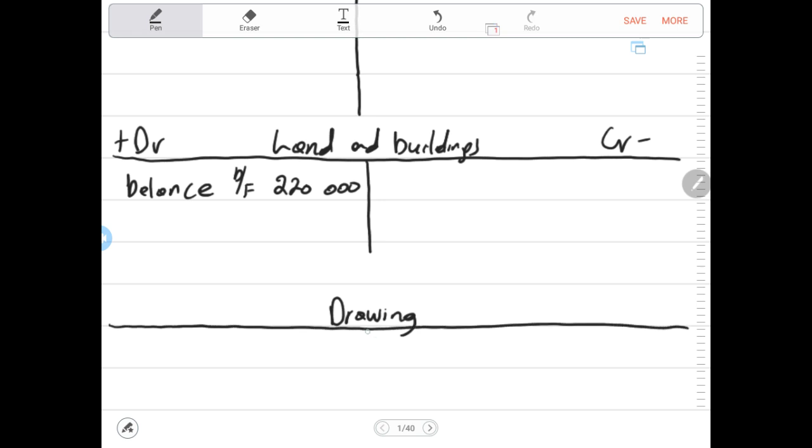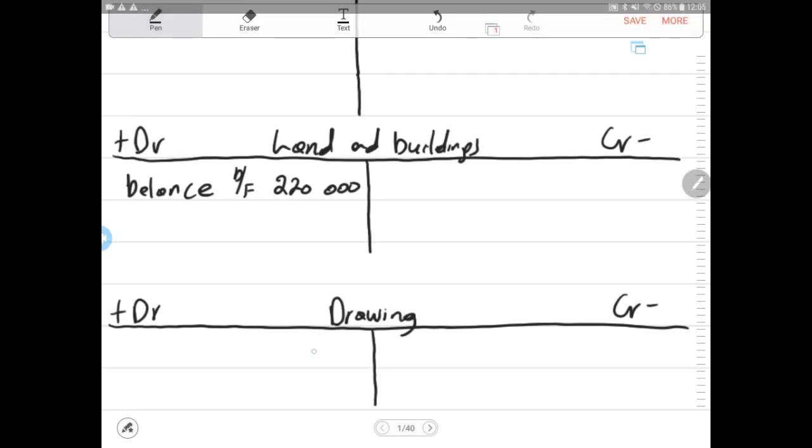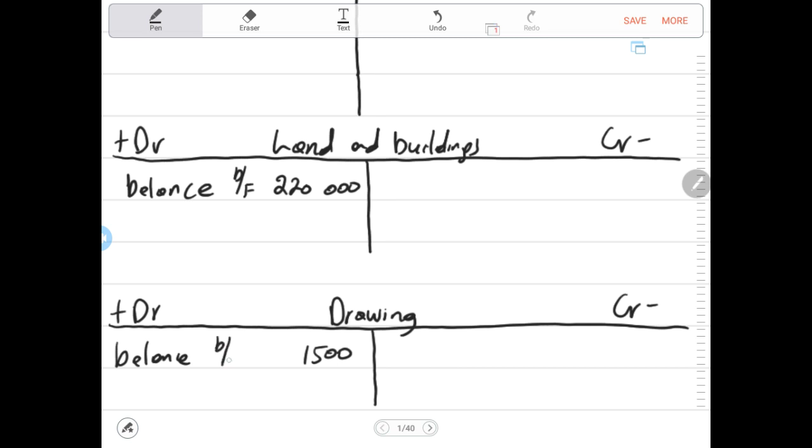On the side drawings are increasing, and drawings increase on the debit side. Drawings increase on the debit side, and they decrease on the credit side. But we record on the side the account is increasing. Opening balance is recorded on the side the account is increasing. So now we record 1,500. Then we have our balance brought forward. So that is our recordings of the opening balance.